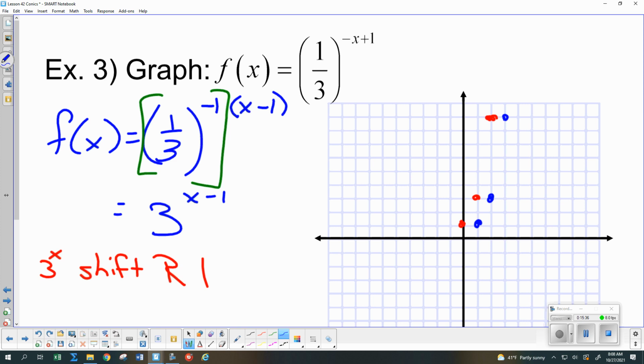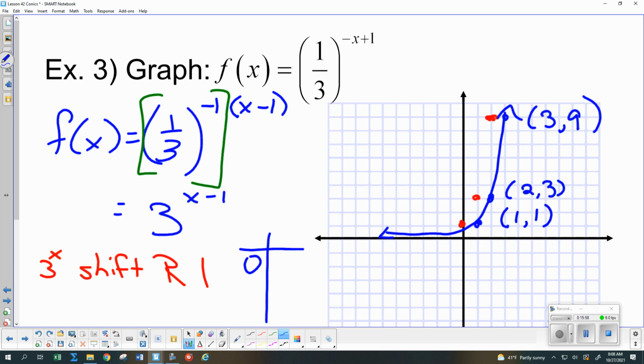So our real graph will look something like this. We can label those points just by thinking about where we landed on the lattice points. 1, 1, 2, 3, and 3, 9. We can get our intercept by plugging in 0, and we have a third to the first. So 0, 1/3 is our intercept. That is really not that hard.